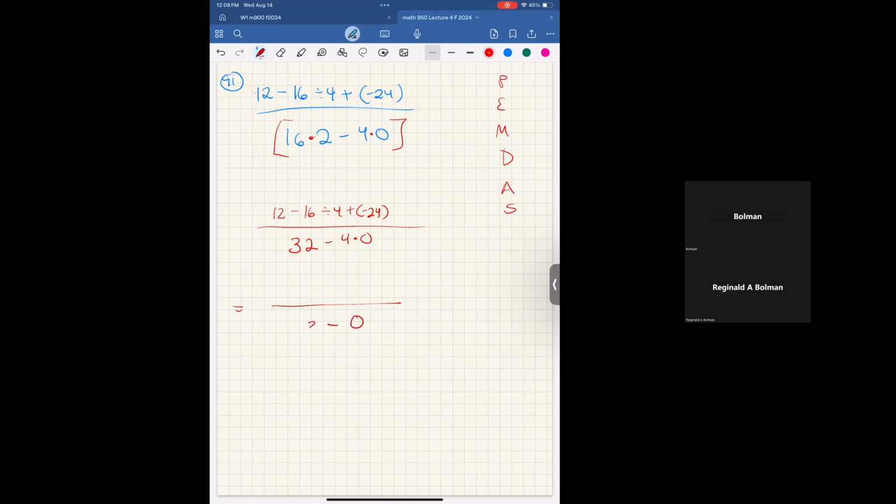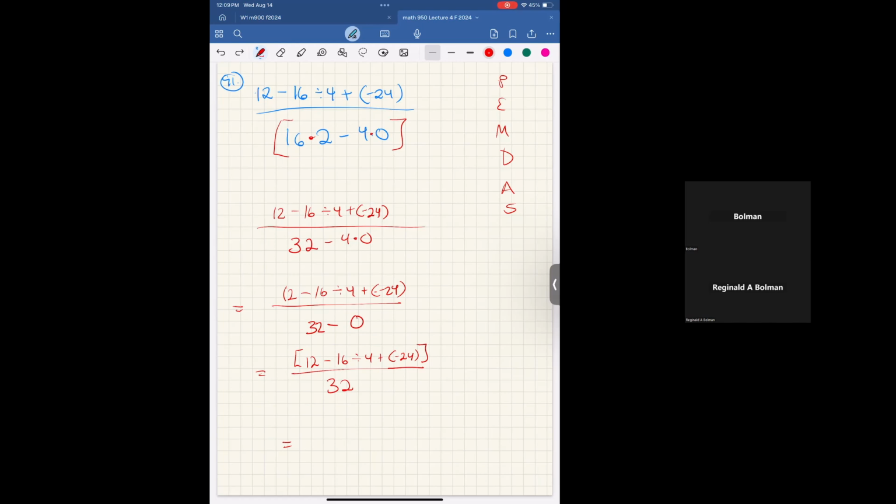4 times 0 is 0. So on the next line, I will write 32 minus 0 in the denominator, and I'll have 12 minus 16 divided by 4 plus negative 24 in my numerator. 32 minus 0 is 32. You've got 12 minus 16 divided by 4 plus negative 24 on top. 16 divided by 4 comes next. Why? Because we've got nothing going on in our denominator, we're basically finished with the bottom. We can just shift our attention to the numerator, to the top of our fraction.